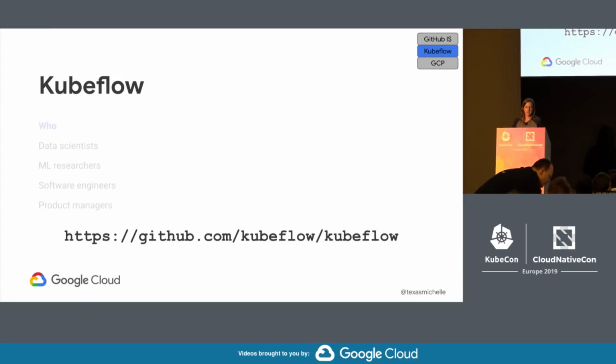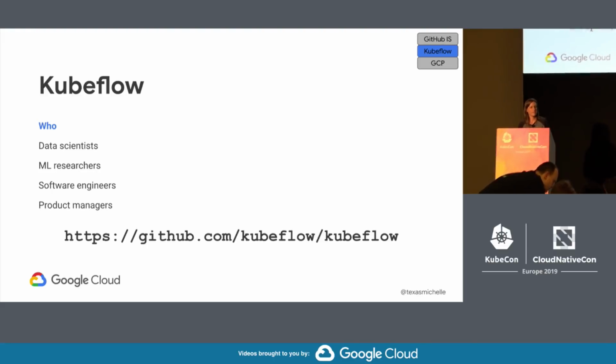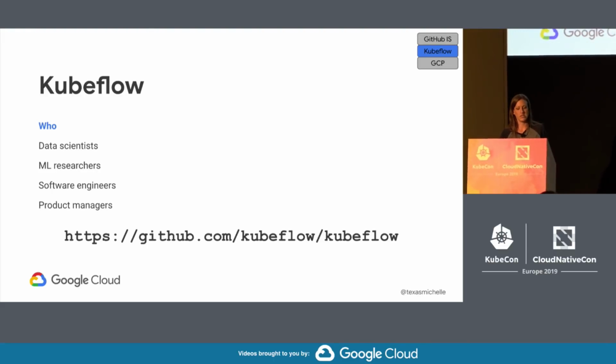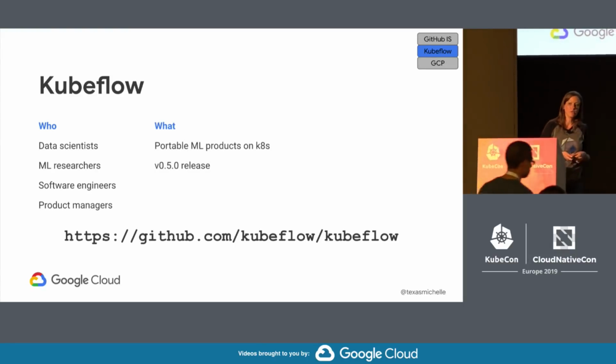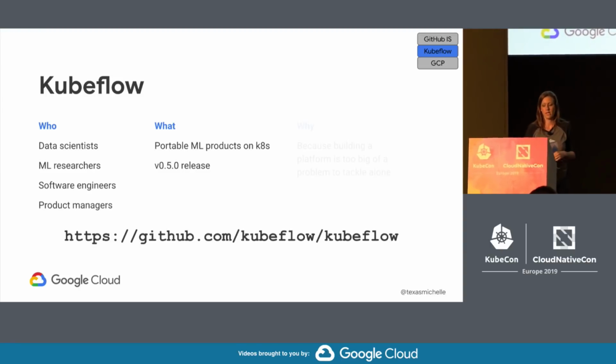So again, here's that GitHub link. It's for anyone involved in building a machine learning application, not just the data scientists or the engineers. And we're currently on the 0.5 release. We have quarterly releases, which means that you can expect to see 0.6 out in the summertime.